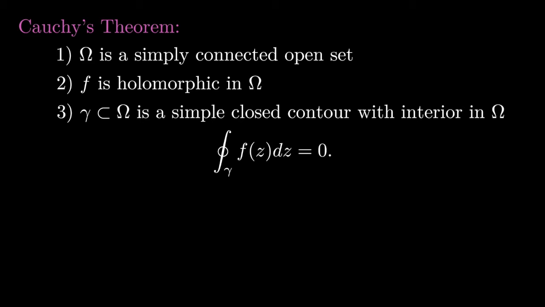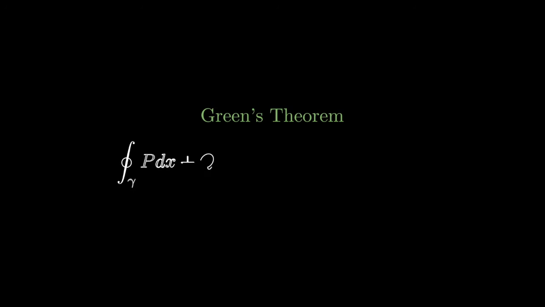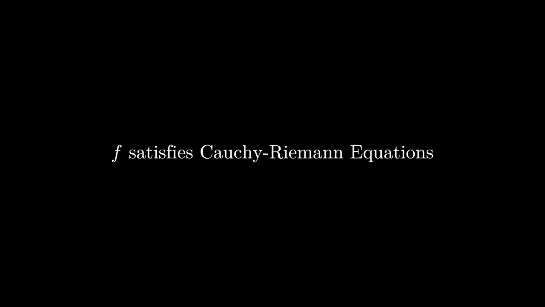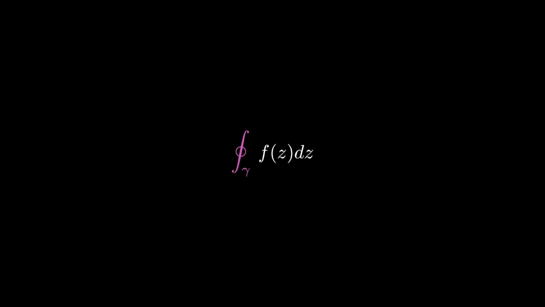To prove that this is true, we need to recall two important formulas. Green's theorem from multivariable calculus gives us a way to transform a line integral into a double integral over the region bounded by that line. Secondly, since f is holomorphic, it must satisfy the Cauchy-Riemann equations, as shown here. We can now proceed with our proof.